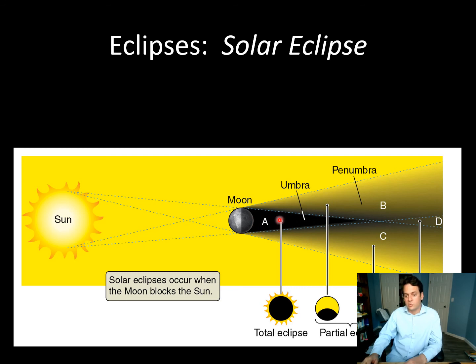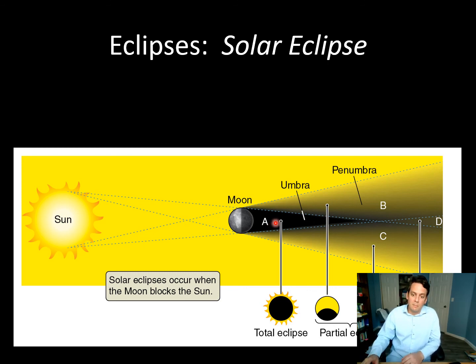So you can see, it's completely dark, completely black here. And if you were on the Earth and in the umbra, then you're experiencing a total eclipse. That's what a total eclipse is: when the umbra of the moon passes over some region of the Earth.